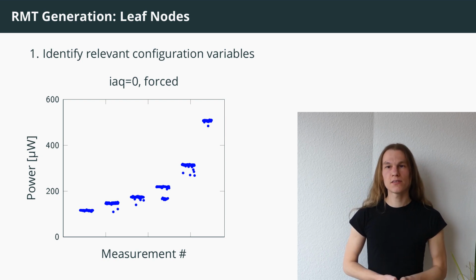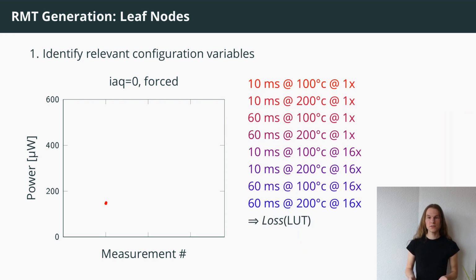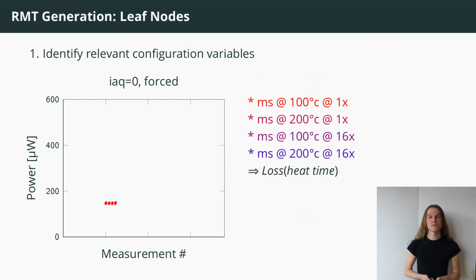To illustrate this, let's look at measurements for active mode with air quality measurements disabled. First, we generate a lookup table model where all configuration variables are fixed. Nothing is variable. So this model basically captures the underlying measurement error. Here we see that it is quite accurate with a model error of roughly 10 microwatts. Next, we start ignoring or varying individual configuration variables.